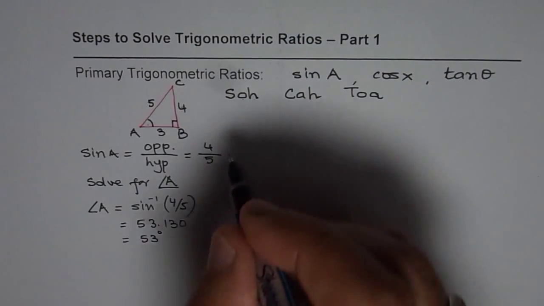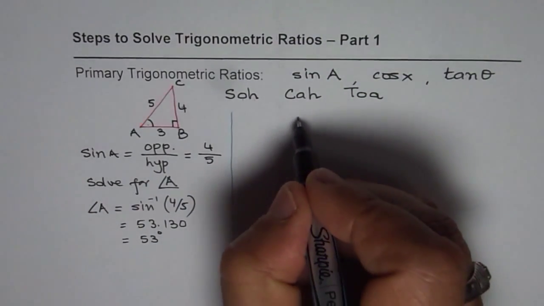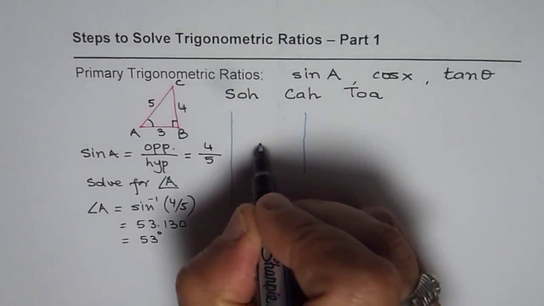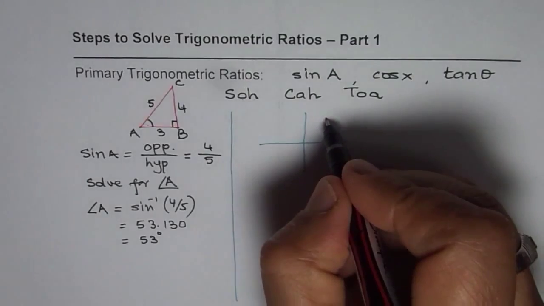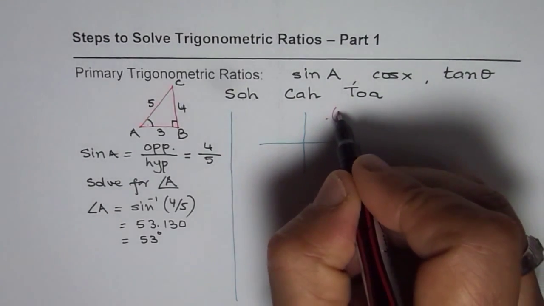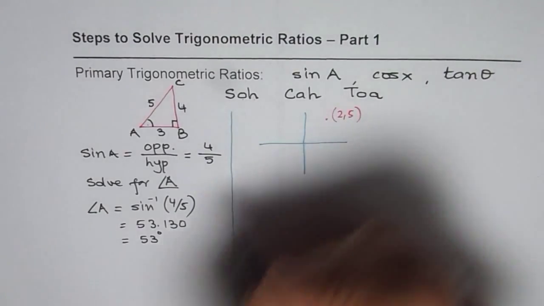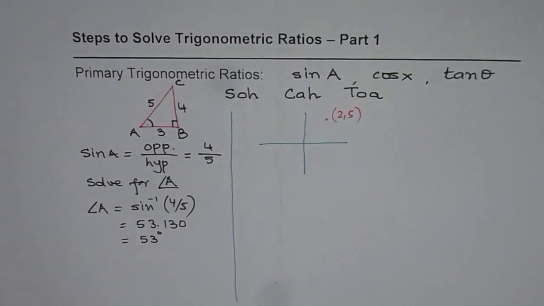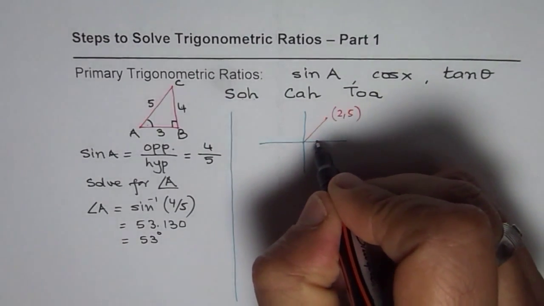Now let me discuss another way of solving trigonometric ratios. This time I'll take a coordinate point. At times we have a point which is, let us say, (2, 5). That is the point given to us, and we need to find the trigonometric ratios which are related to the principal angle.